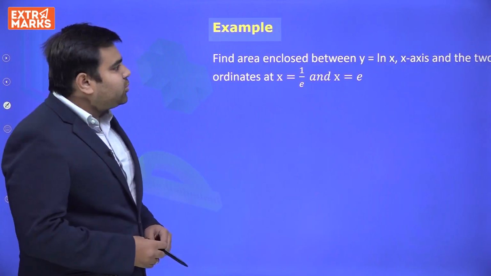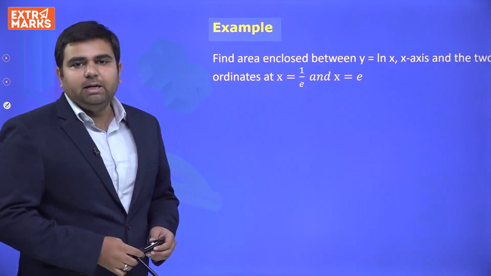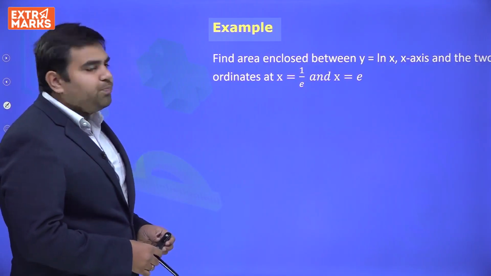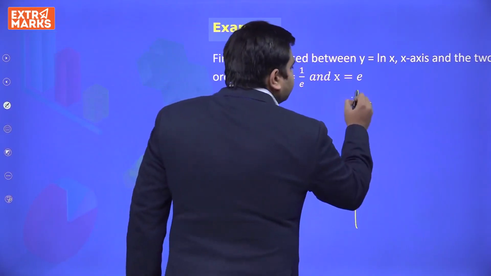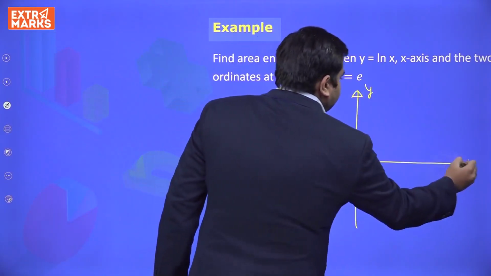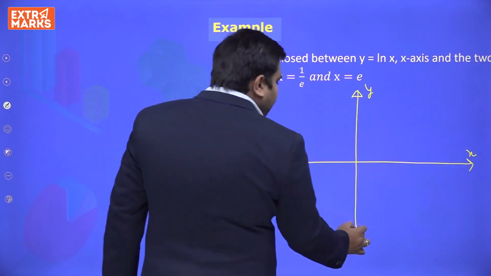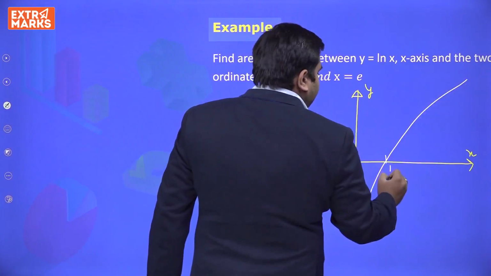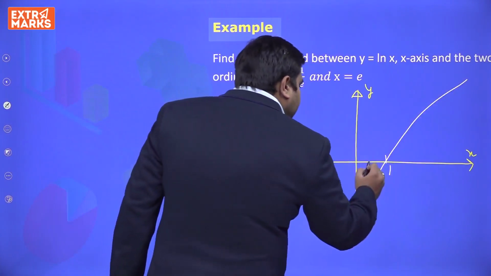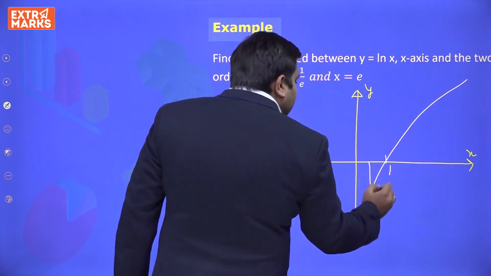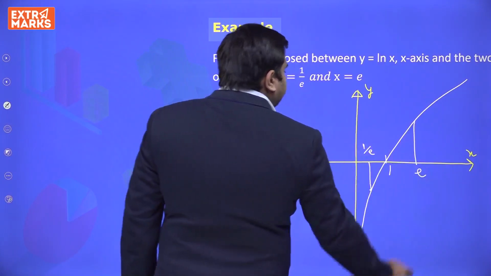Find the area enclosed between ln x, the x-axis and the two ordinates at x equal to 1 by e and x equal to e. So how will we do this? Let's see. Again we have this curve ln x, and this is 1. Now x equal to 1 by e and x equal to e. So this is 1 by e and this is e, right?